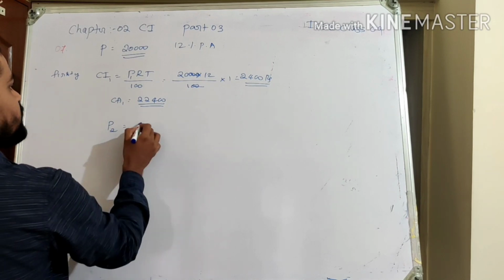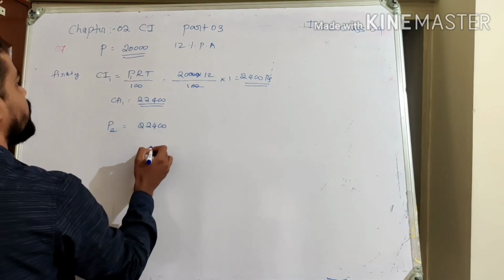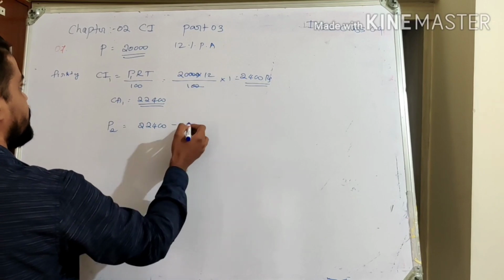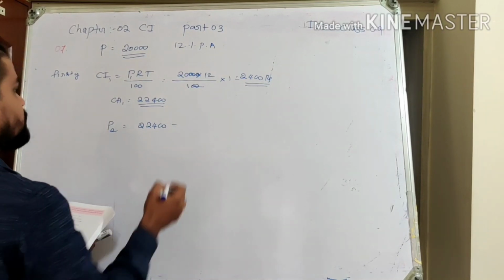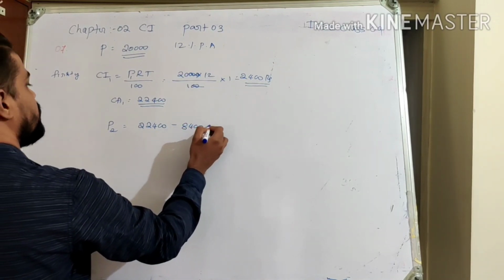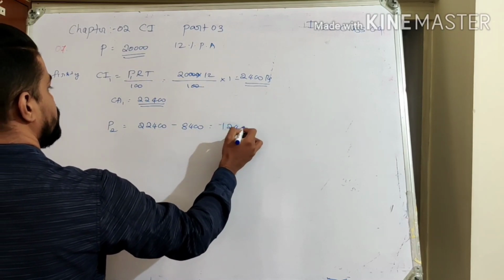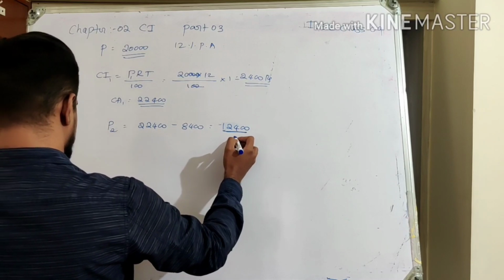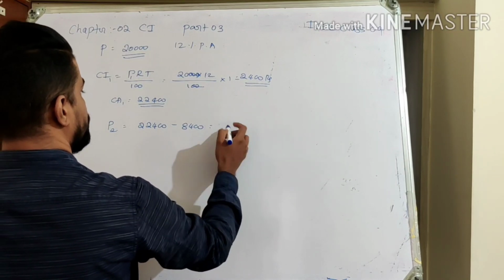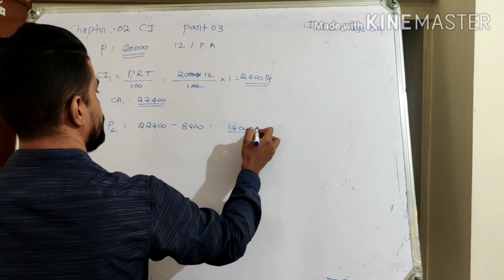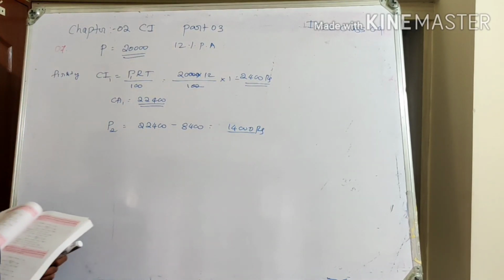Okay. But he paid already. The principal will be 22,400 minus what he paid. What is the amount he paid? He paid 8,400. So it will become 14,000 only. 14,000 rupees. This will be the principal for the second year.